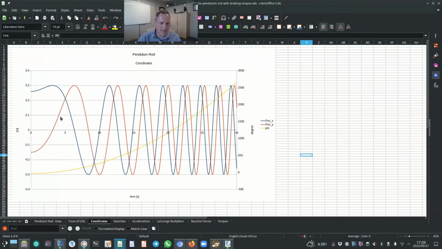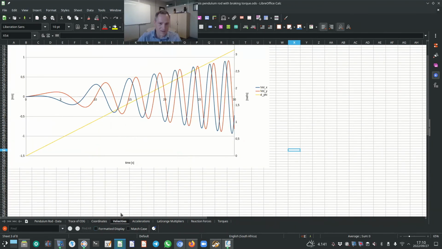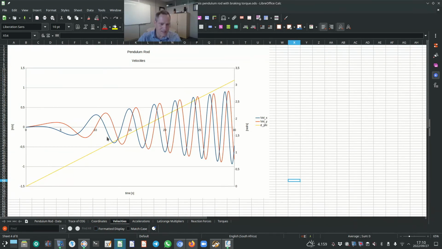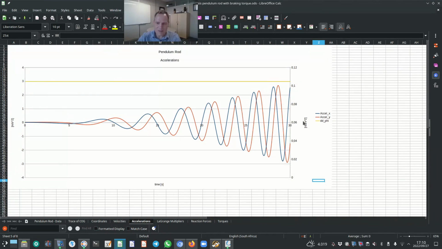Coordinates, and there you can see it varies. The x and y coordinates vary between plus 0,3 and minus 0,3, and the orientation angle varies from minus 30 degrees all the way to 2,500 degrees. Velocities are exactly as before. Here you can see the angular velocity, a straight line that starts at 0 and goes to just above 3 radians per second. You will recognize this graph from our inverse dynamic analysis. Accelerations, there you can see them: x, y, and the phi acceleration just over 0,1 radians per second squared, which equals 2 pi over 60 radians per second squared.